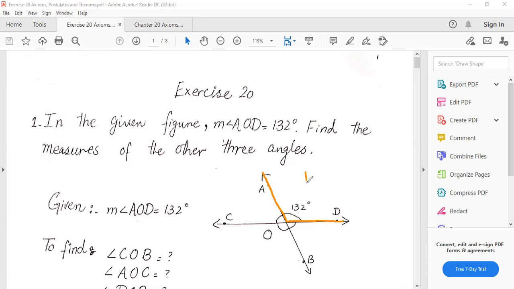It means this is the first angle that is given, 132. Then we have the other three angles. This is number 2, this is 3, and this is 4. So what are the three angles? The other three angles are AOC, then COB, then DOB, this is the third one.